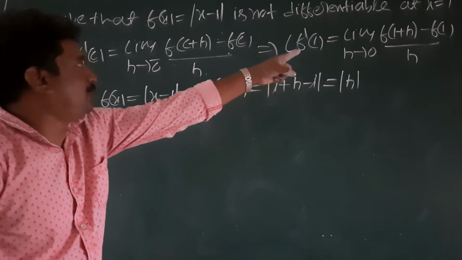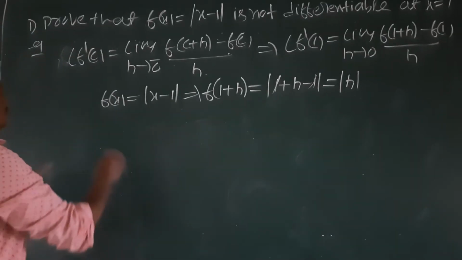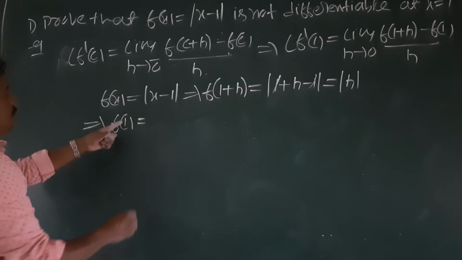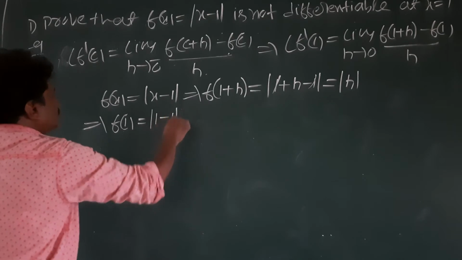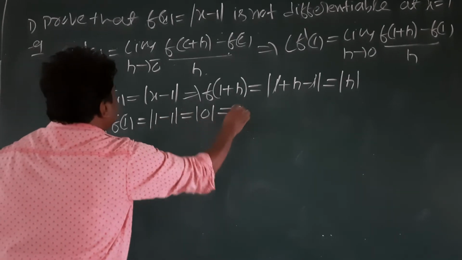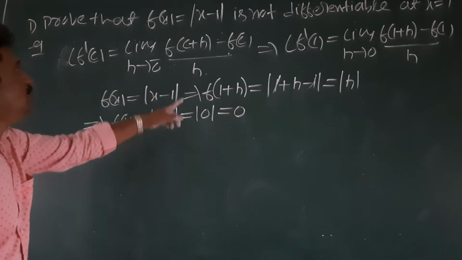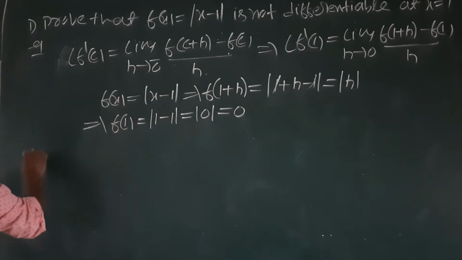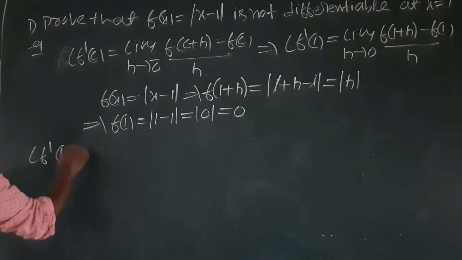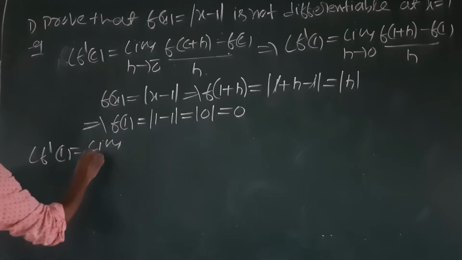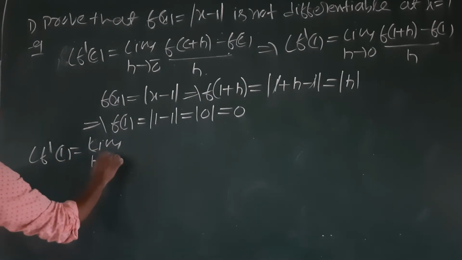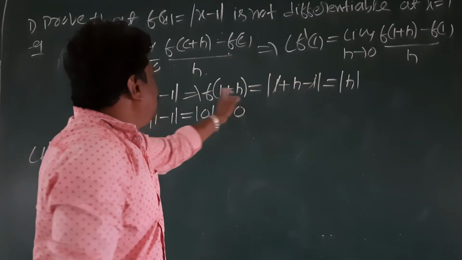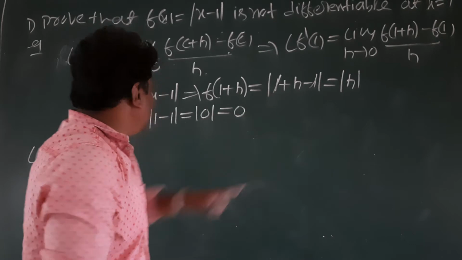Similarly you find out f(1) value. Put x is equal to 1. f(1) is mod 1 minus 1, mod 0. It is 0. You substitute both these two in that, students. So L f dash 1, limit h tends to 0. So how much is f of 1 plus h value? It is mod h.